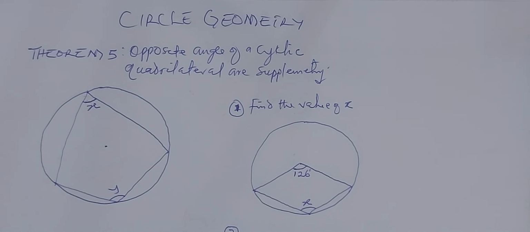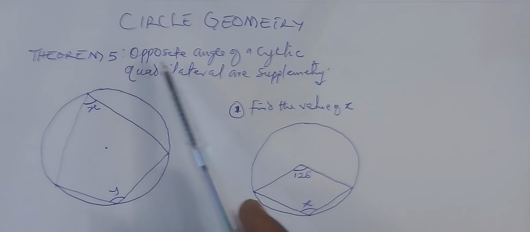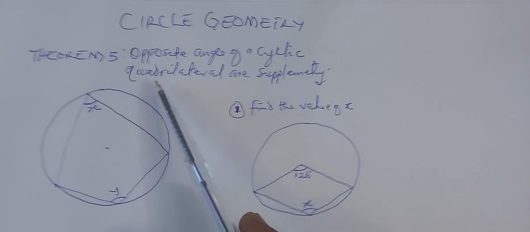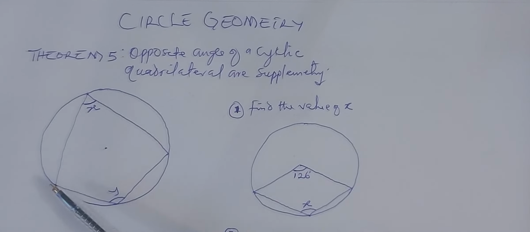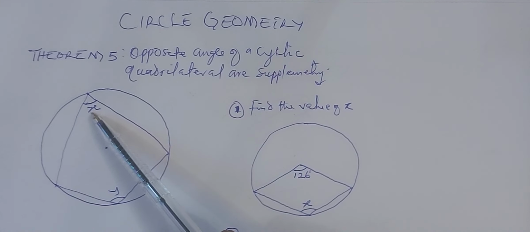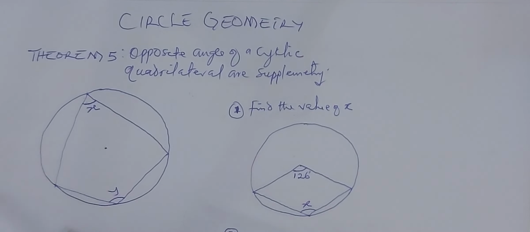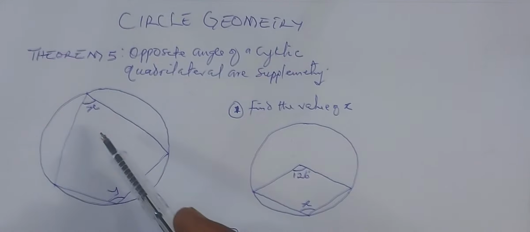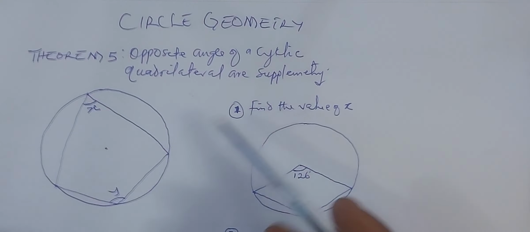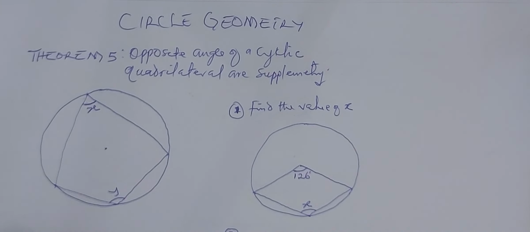Let's continue on our circle geometry. We have Theorem 5: opposite angles of a cyclic quadrilateral are supplementary. What it means is that x plus y is equal to 180. Supplementary angles are angles that sum up to give you 180. And so how do we prove this to arrive at 180?